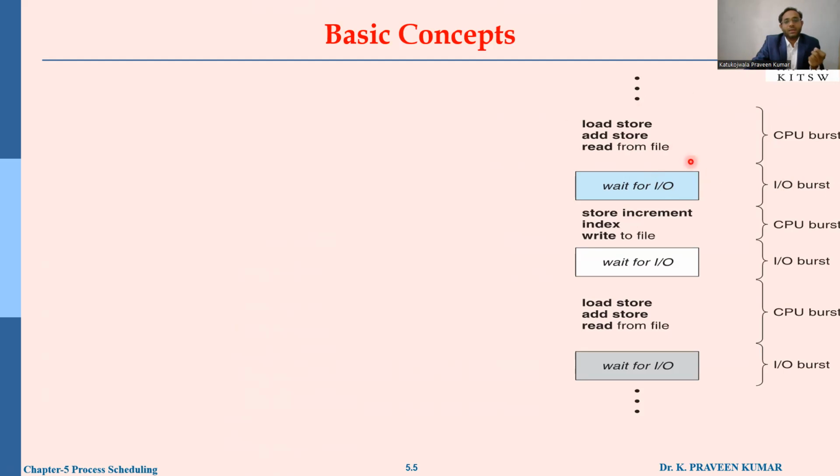Or sometimes you may save your files. By that time your CPU will write the contents onto that text file, so that is the IO wait, the IO burst. Again, it will store the increments, increment the index and write to the file. This again comes under CPU burst. When your CPU is waiting for input output devices, then it is again called an IO burst. So this process will continue: CPU burst, IO burst, CPU burst, and there are several cycles happening.